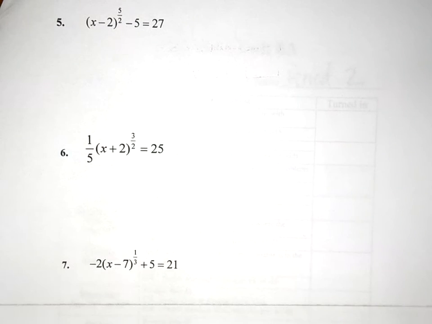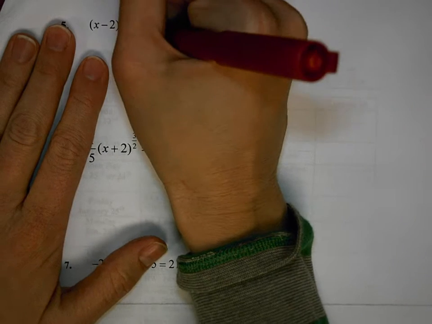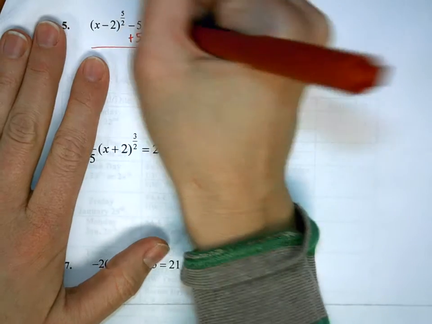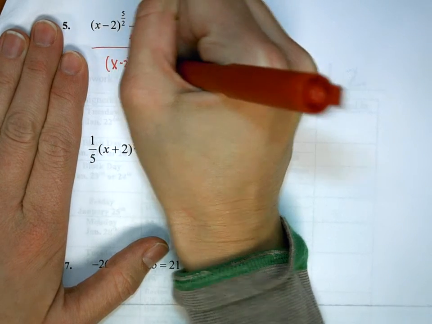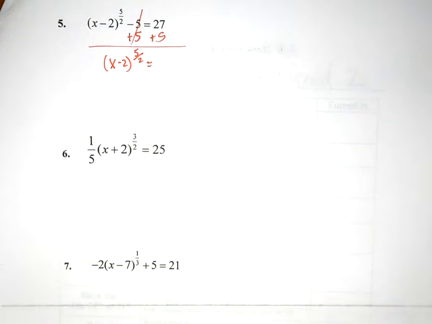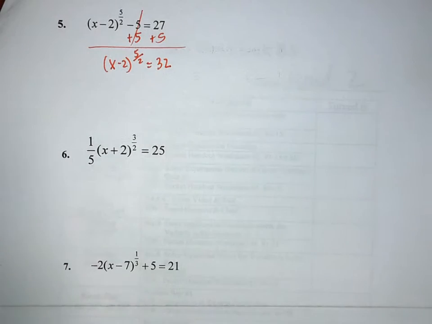Example 5. Is my exponent by itself? No. So what will I do to get it by itself? Add 5. Very good, add 5. So I have x minus 2 to the 5/2 power equals, and 27 plus 5 is? 32, very good.